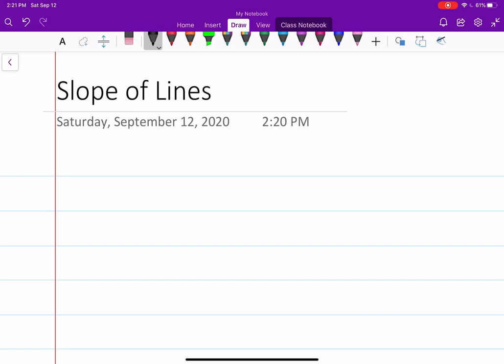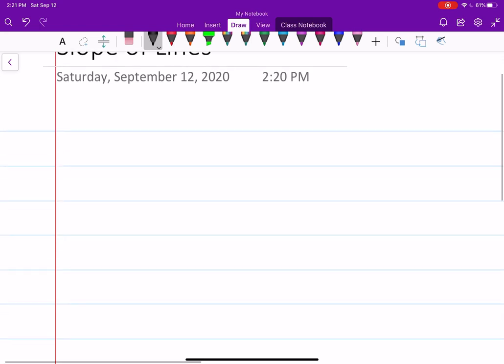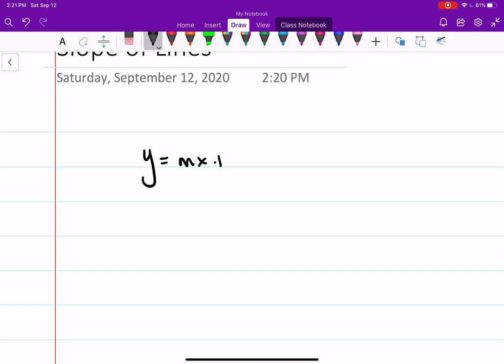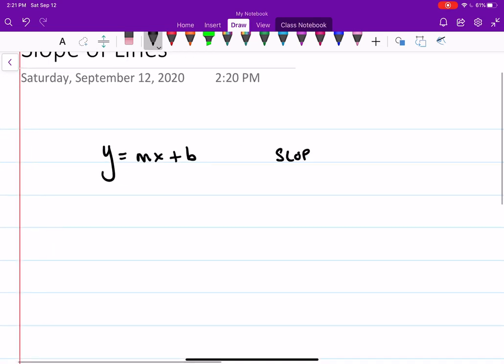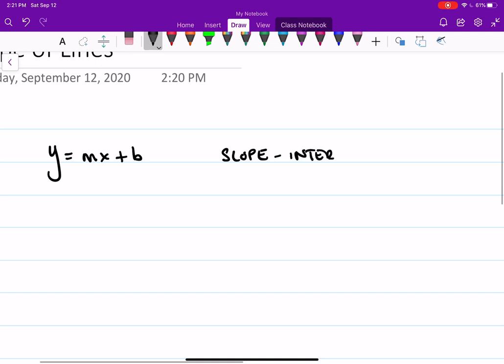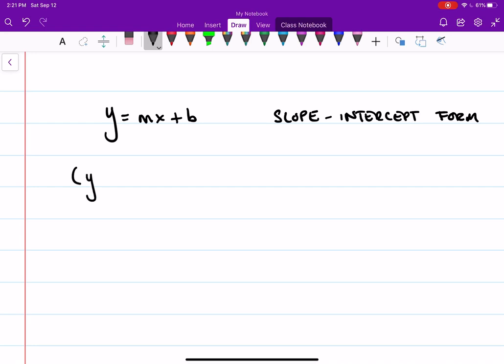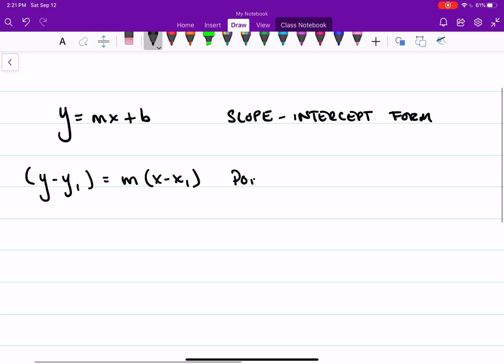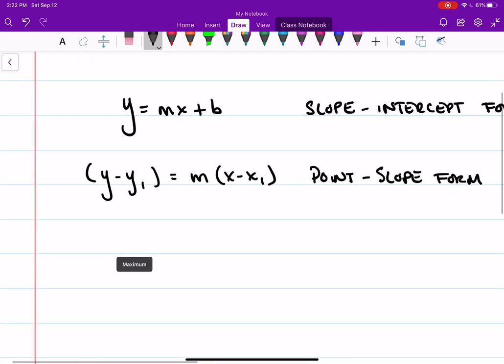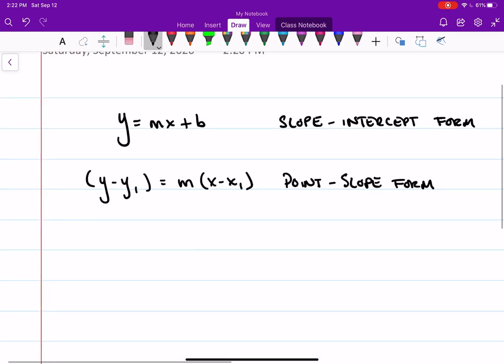Today we're going to have somewhat of a shorter lesson. This one is on slope of lines. You know two equations of a line. One is y = mx + b, which is also known as the slope intercept form. The other one is called the point slope form, which is y - y1 = m times (x - x1). Notice that the point slope form needs a point and a slope. The point would be your (x1, y1) and your slope would be m.